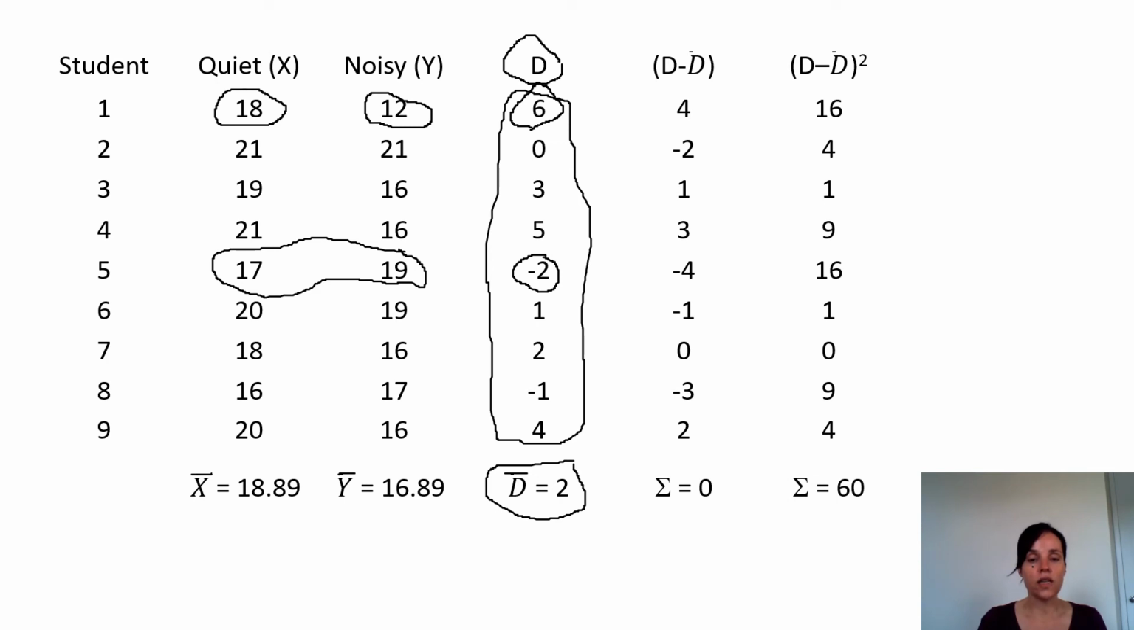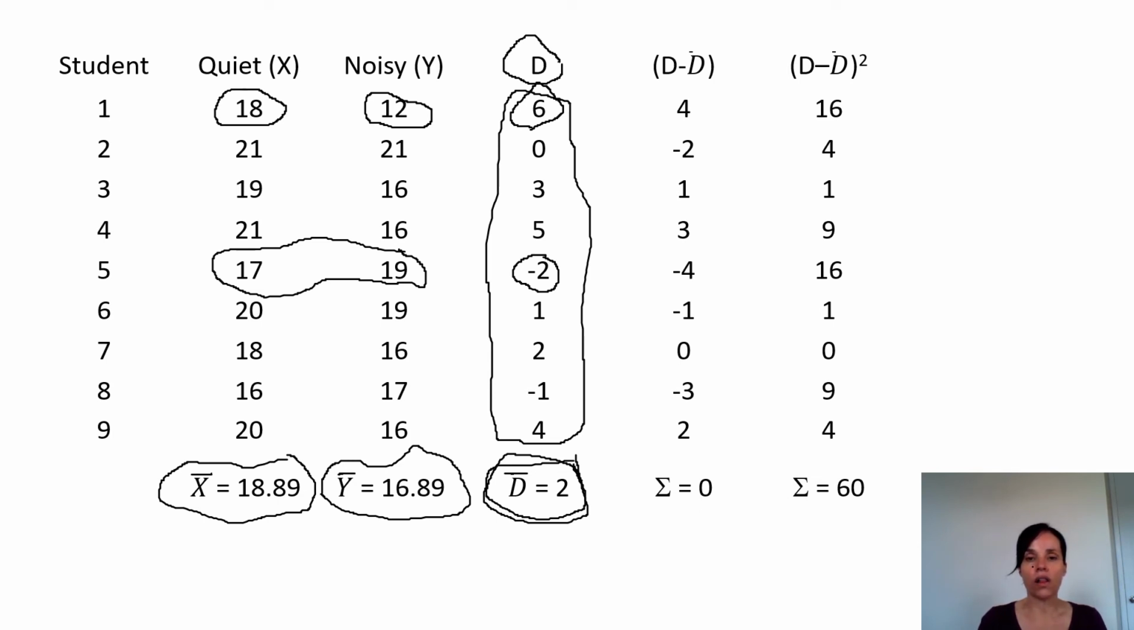You'll notice that D bar is also X bar minus Y bar. So X bar is 18.89, Y bar is 16.89. So D bar is 2, meaning on average, people solved 2 more math problems correctly when it was quiet versus noisy. So there are 2 different ways to get this number. I can add up the difference scores and divide by how many there are. I can also take X bar and subtract Y bar. Either way, I'm going to get D bar equals 2.